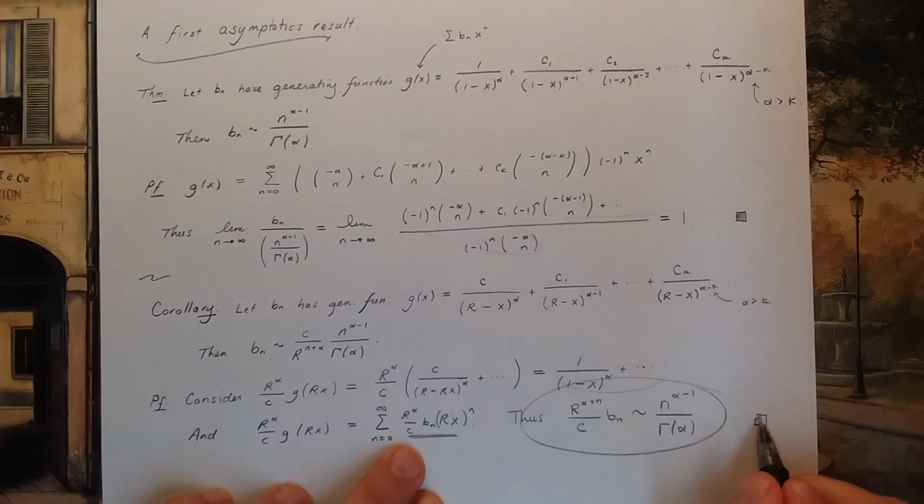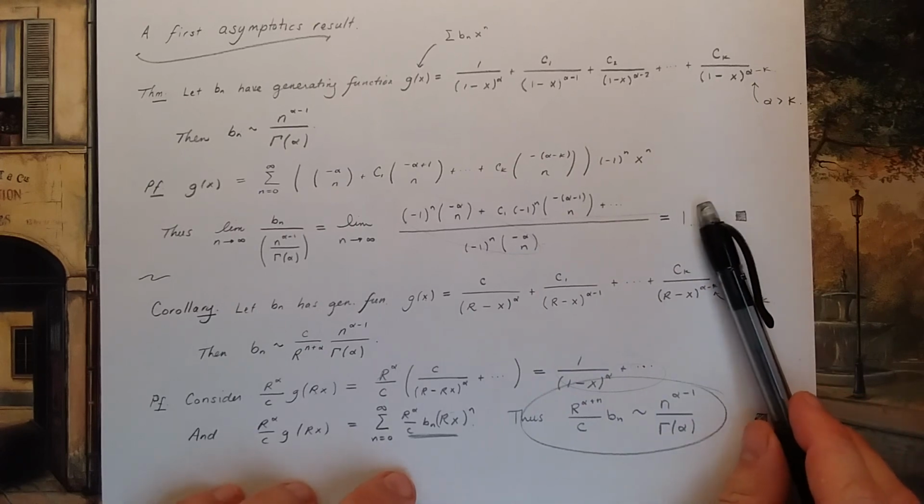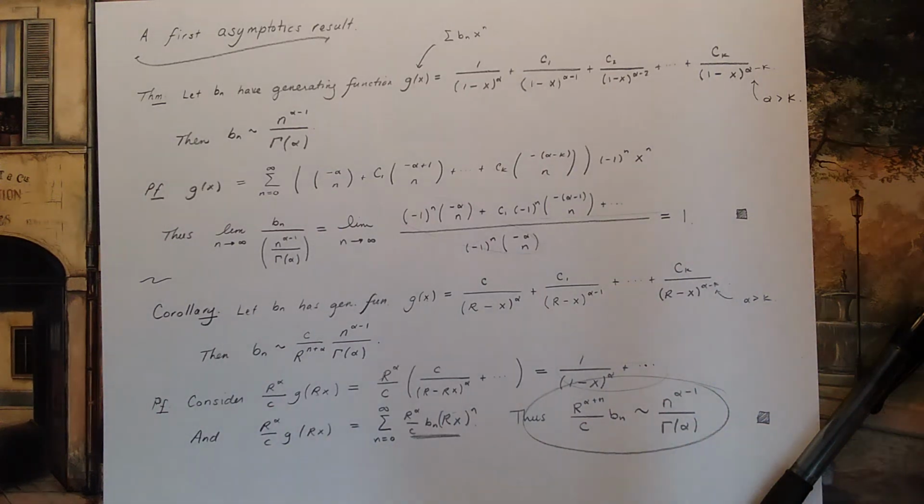All right, so these are some first asymptotic results. They're very indicative of our main theorem, which is coming up very soon. All right, I'll see you in future videos.